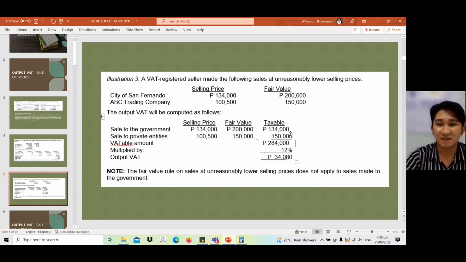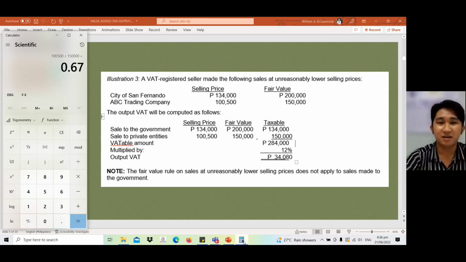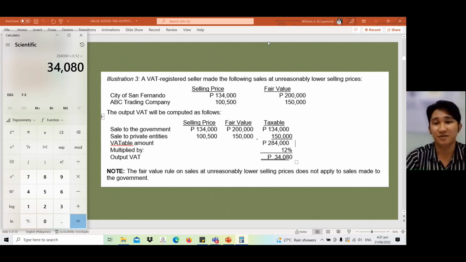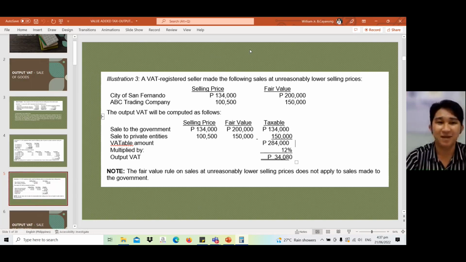Okay, so 150. Ayan. So 134,000 plus 150 equals, times 0.12. Therefore, we could have 34,080 pesos of our output VAT. I hope that's clear, no?